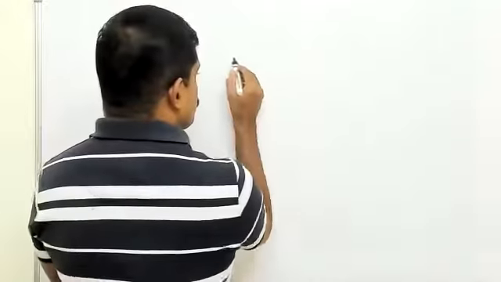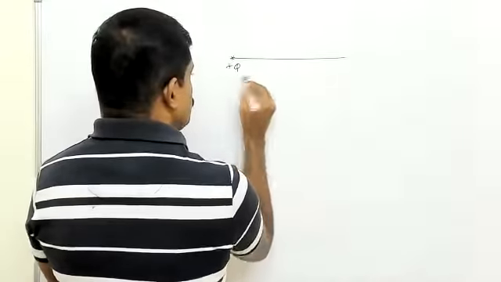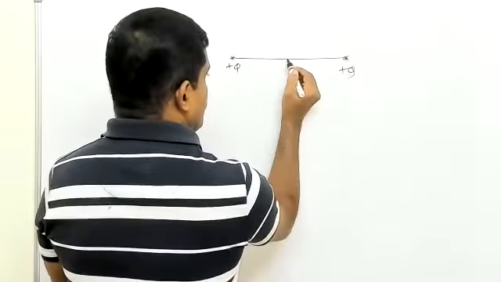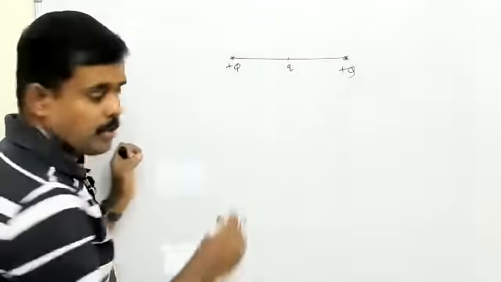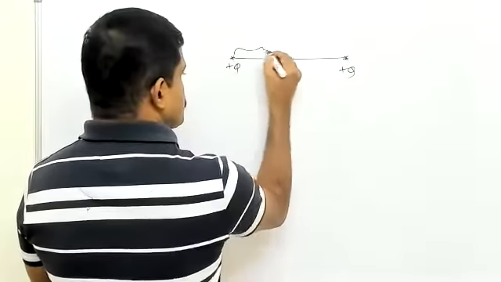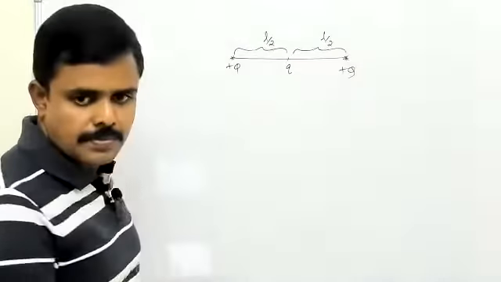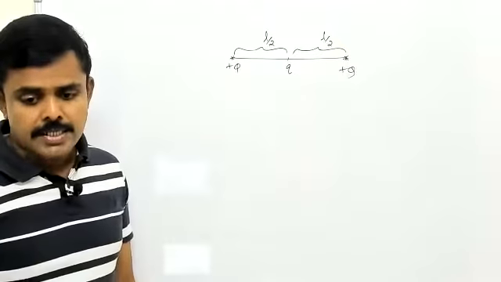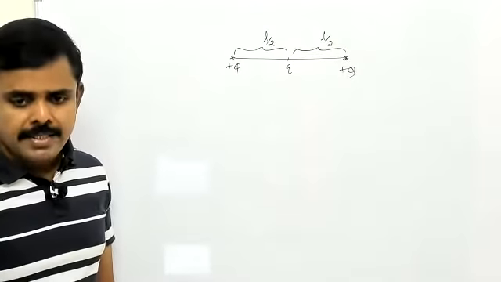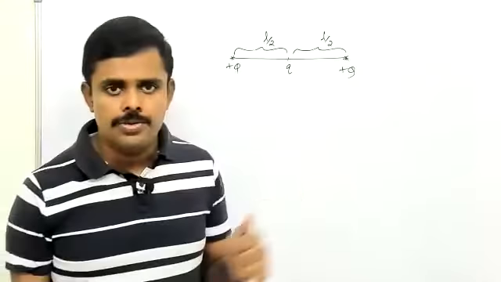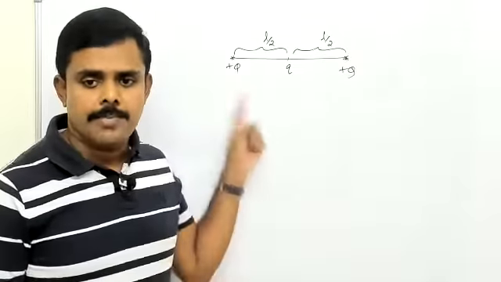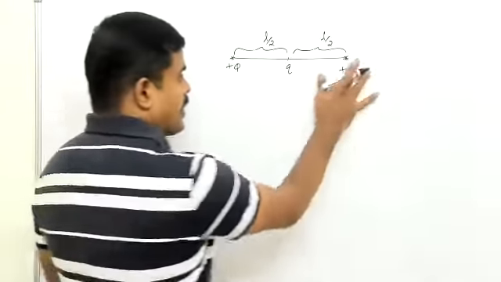A charge small q is placed at the center of a line joining two equal charges Q. So this is charge plus Q and this is charge plus Q, and in the middle you are placing a charge small q. In the middle means this distance is L by 2, and this distance is also L by 2, half, half. Read it again. A charge small q is placed at the center of the line joining two equal charges, capital Q and capital Q. For simplicity, I've taken both as positive.